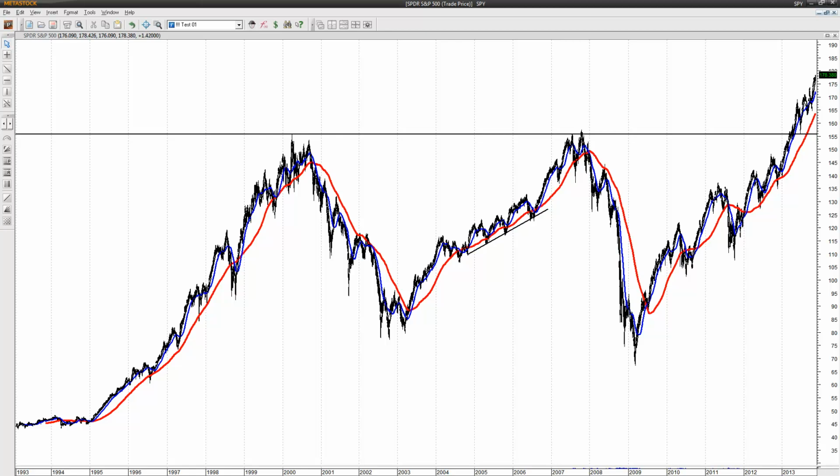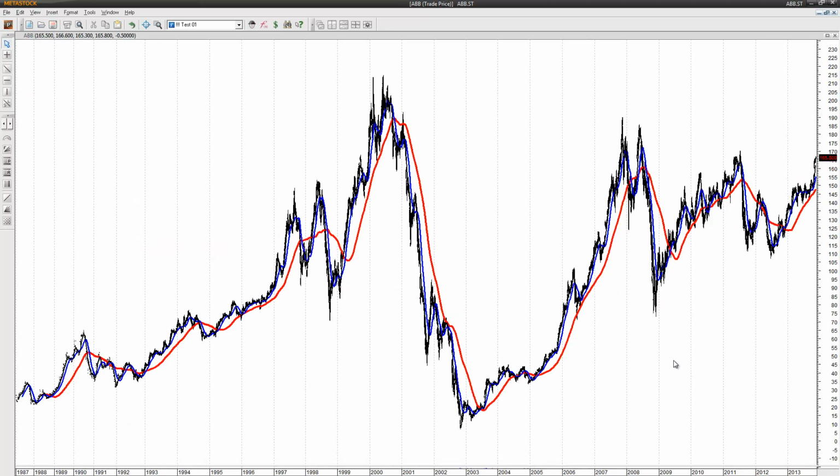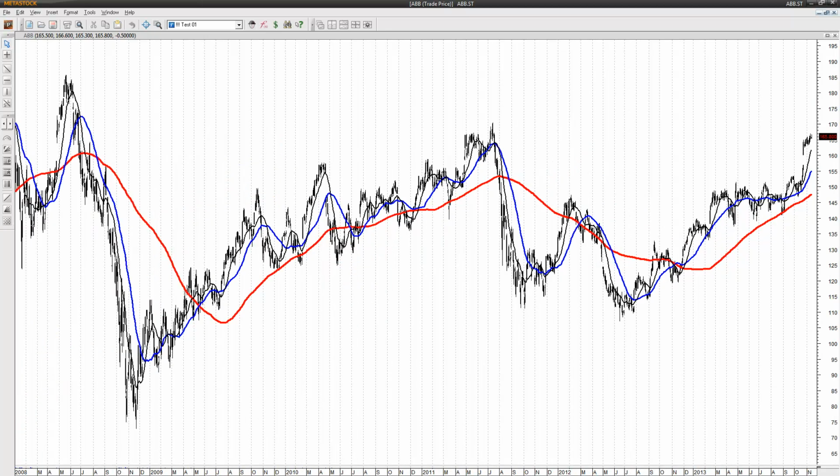Okay. Take a look at the first chart that I have. I have only two charts for the European session tomorrow. I got ABB, the Switzerland engineering construction company.